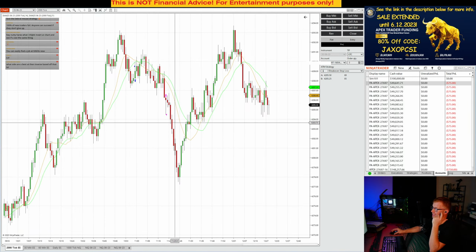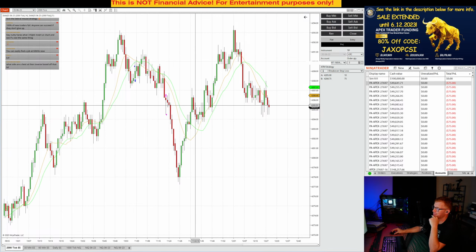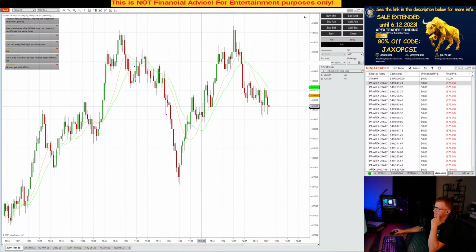I prefer to trade to the downside. I feel like lately I've traded a lot more to the upside, but we're obviously in an uptrend, so it makes sense.